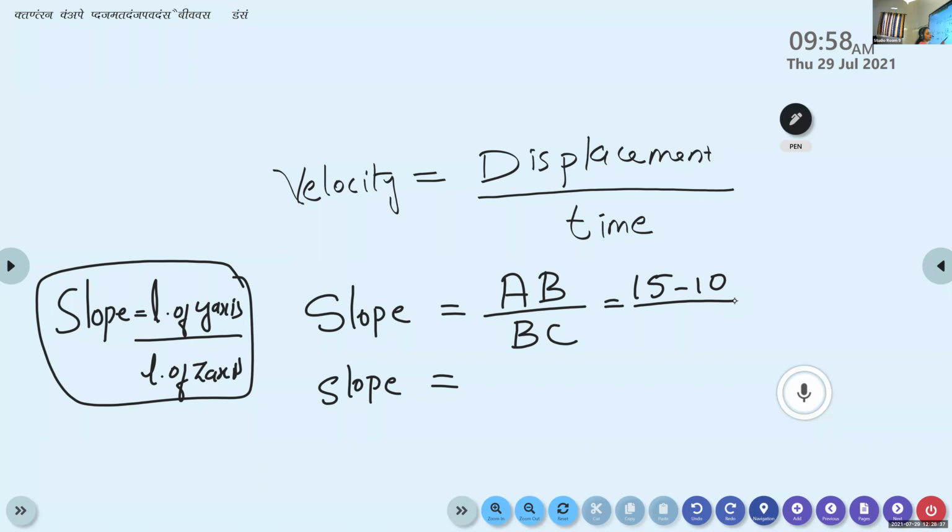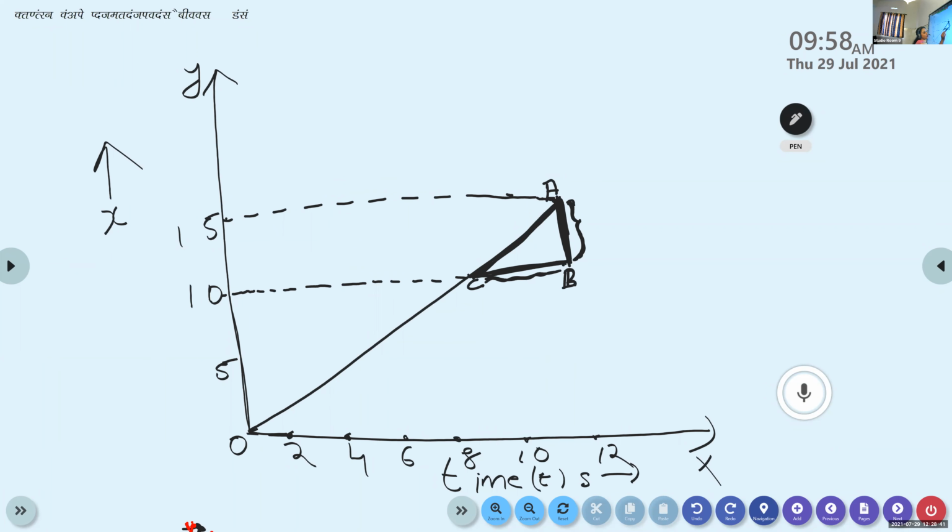Similarly, we can calculate the BC. What is BC? BC is the length, or the difference, along the time axis. It is the difference along the x-axis. So what is the time corresponding to the point B? 12.